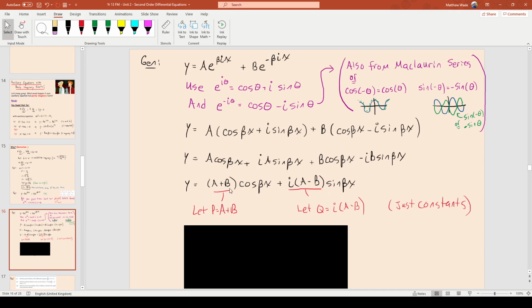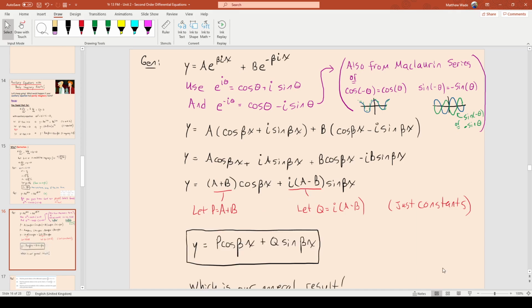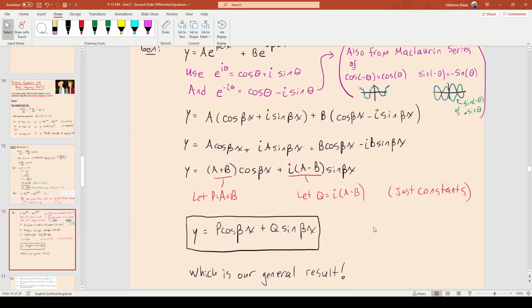Cool? Now, a plus b is a constant, let it equal p. Q equals i(a minus b) as well. It's an imaginary number, but it's just a constant too, which allows us to rewrite our expression like that, which is the general result. Cool? So we've done it. We've proved it. Hooray, how exciting. Happy days.